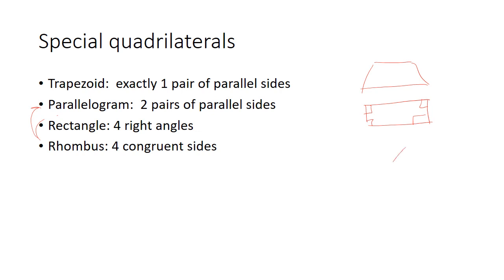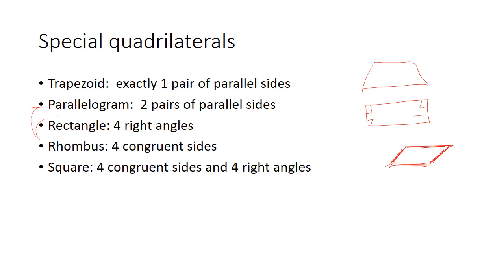So a rhombus might be like this. They don't form right angles. So in a rectangle, they form a right angle, and in a rhombus, they don't. They're more leaning, but they still have 2 pairs of parallel sides, and the sides are all going to be equal. So it's like a square that is tilted off to the side. So a square has 4 congruent sides and 4 right angles.